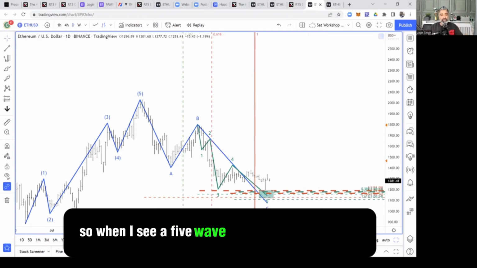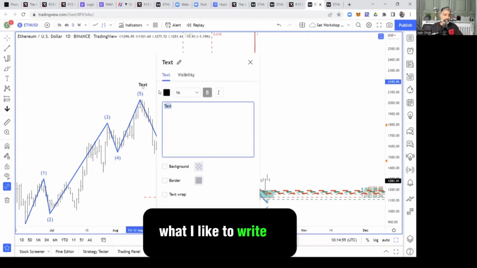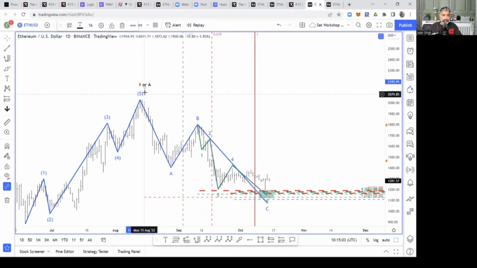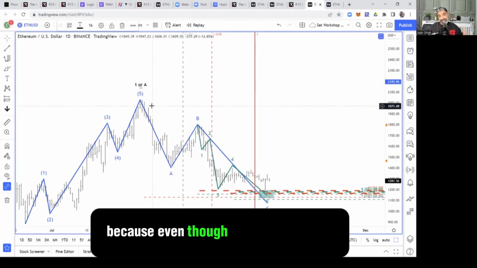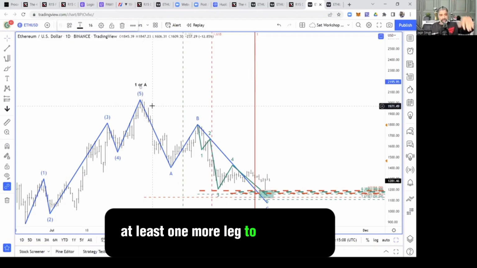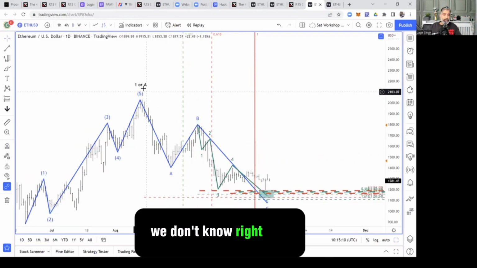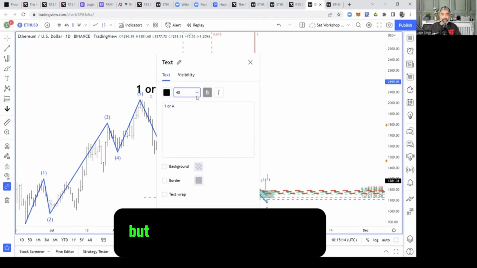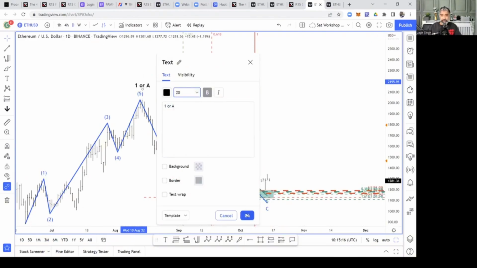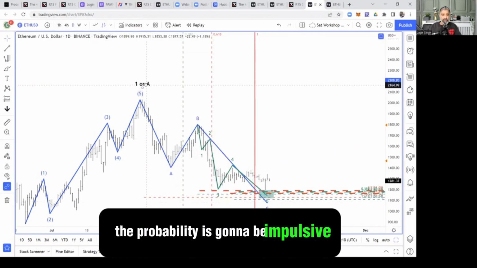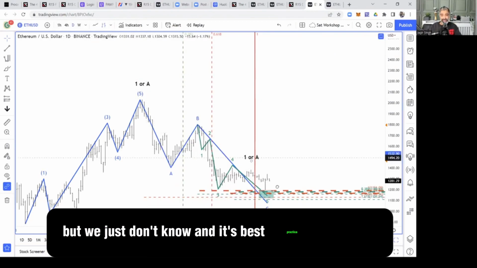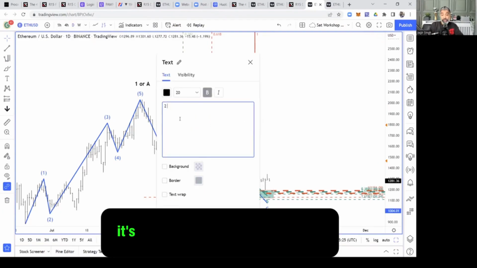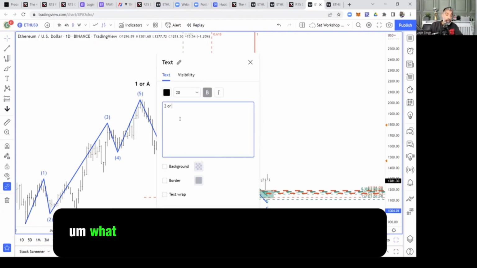So when I see a 5-wave structure on the upside, what I like to write in to really keep my mind really clear is a wave 1 or A. Because even though we're likely to get at least one more leg to the upside, we don't know right now if it's going to be some type of correction or if it's going to be an impulsive wave. Right? We just don't know. The probability is going to be impulsive, but we just don't know. And it's best practice to not assume, just write what it could be.